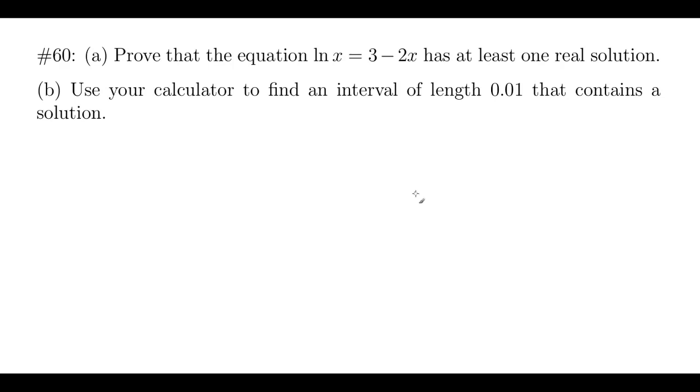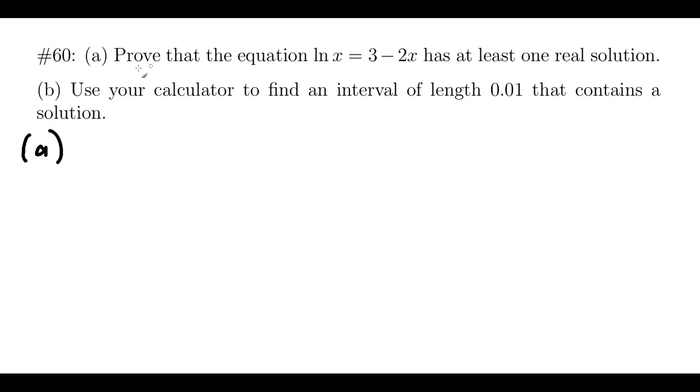Let's take a look at exercise number 60. Part A asks us to prove that the equation natural log of x equals 3 minus 2x has at least one real solution. And then part B asks us to use a calculator to find an interval of length 0.01 that contains a solution. So let's look at the first part first, as is usually a good idea.